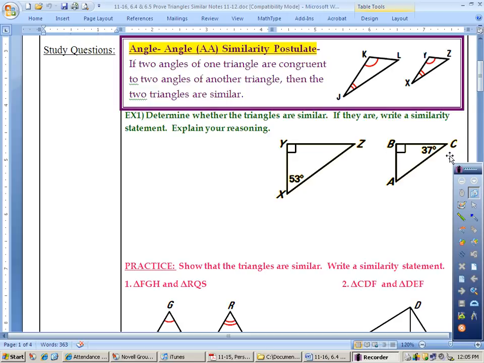The first method we have to prove that two triangles are similar to one another is by angle-angle. So if we can identify two angles in a triangle that are congruent to two angles in another, we know those two triangles are similar to one another.